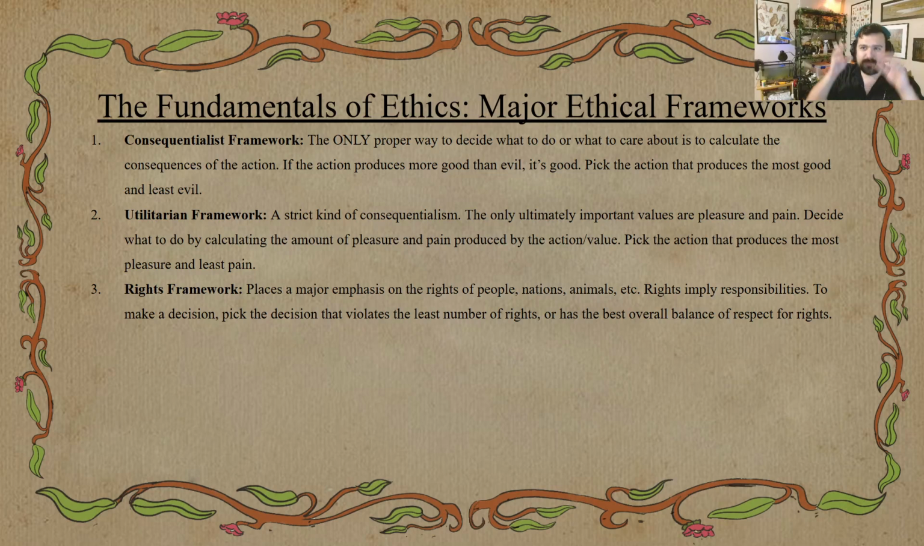It basically says you put on the rights framework glasses and you look at a problem or a case study and you go, okay, which decision violates the least number of rights? I'm going to pick that one. Or maybe it's not that simple. Maybe you put on the glasses, it's which decision upholds the rights of the most people? Which one has the best overall balance of violating the least rights and upholding the most rights?